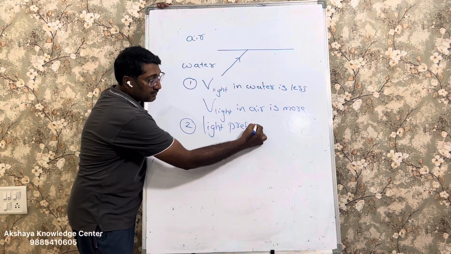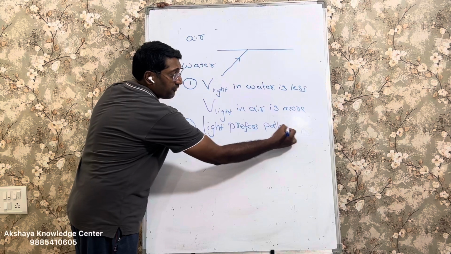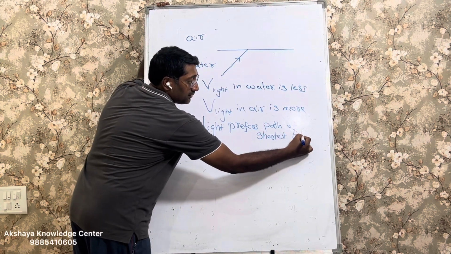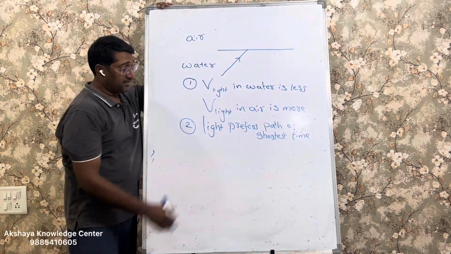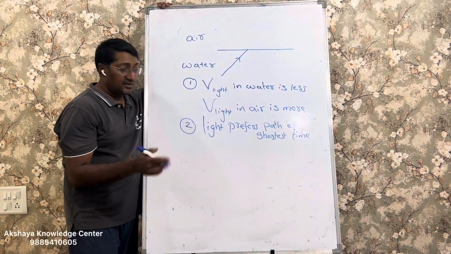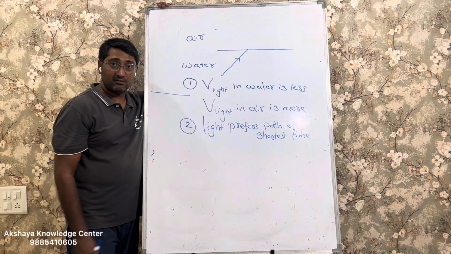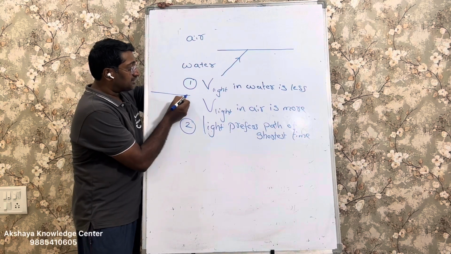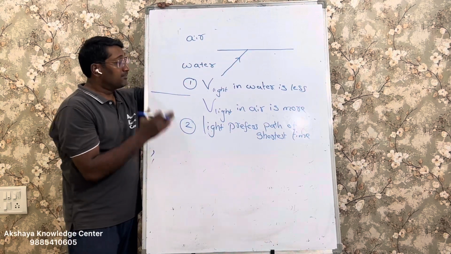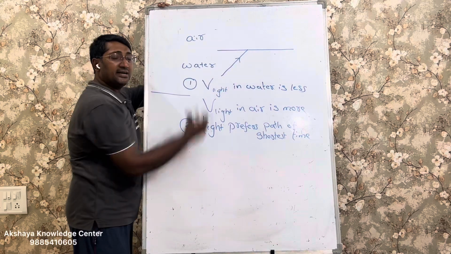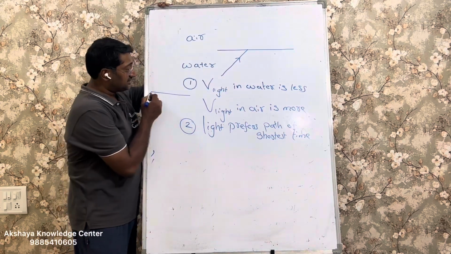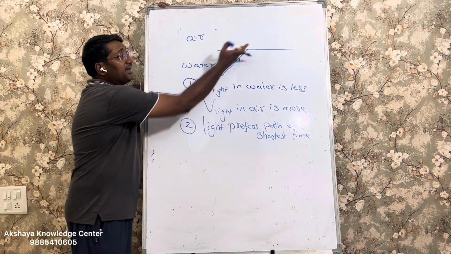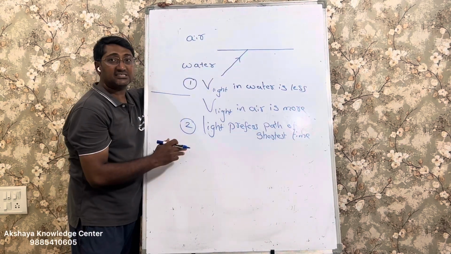And the second, very important reason is light prefers the path of shortest time. So light doesn't care if the straight path is the one that takes it to a destination. Our common sense tells us that the straight path is the shortest in time and distance. But not really. Whenever there is a medium change, there is a good chance the straight path might be slower. So light bends because a bent path will take it to its destination in a faster way.